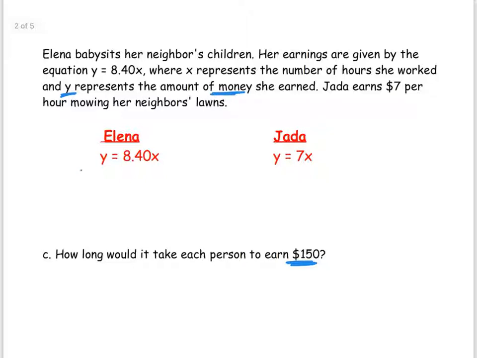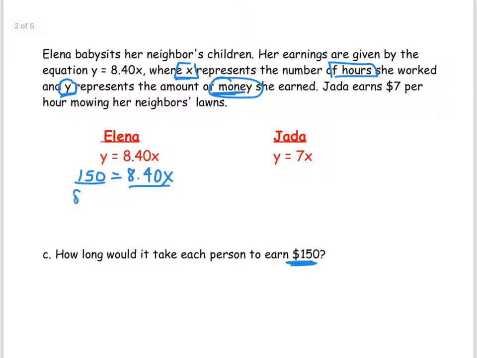So the 150 this time, we're not going to plug in for X because X represents the hours and Y is the money. So if Elena wants $150, her rate is $8.40, and we want to figure out how long she's going to have to work. So this is a one-step equation.